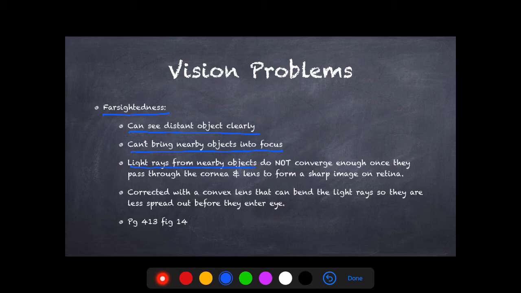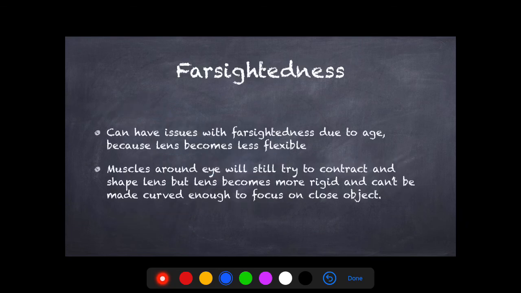So why does this happen? Light rays from near objects do not converge enough once they pass through the cornea, okay? And so your lens is not able to form a sharp image on the retina. So when you have glasses that are able to correct this issue of not being able to see close objects, you're going to have a convex lens that can bend the light rays so that they are less spread out before they enter the eye. Please look at figure 14 on page 413 to help you understand this.